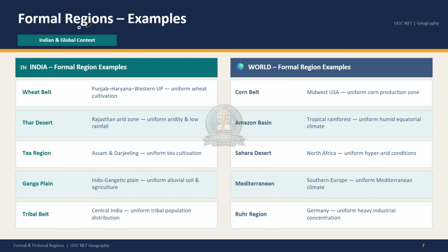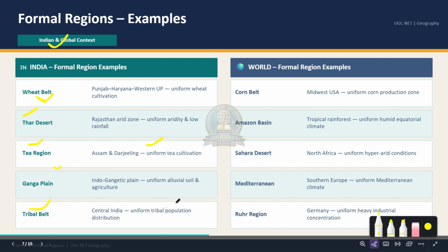Then formal regions in Indian and global context. In India, formal region examples: wheat belt, Punjab, Haryana, Western Uttar Pradesh, uniform wheat cultivation. Thar Desert, Rajasthan region, uniform aridity and low rainfall. Tea region, Assam and Darjeeling, uniform tea cultivation. Ganga plain, Indo-Gangetic plain, uniform alluvial soil and agriculture. Tribal belt, Central India, uniform tribal population distribution. This is from the Indian perspective.